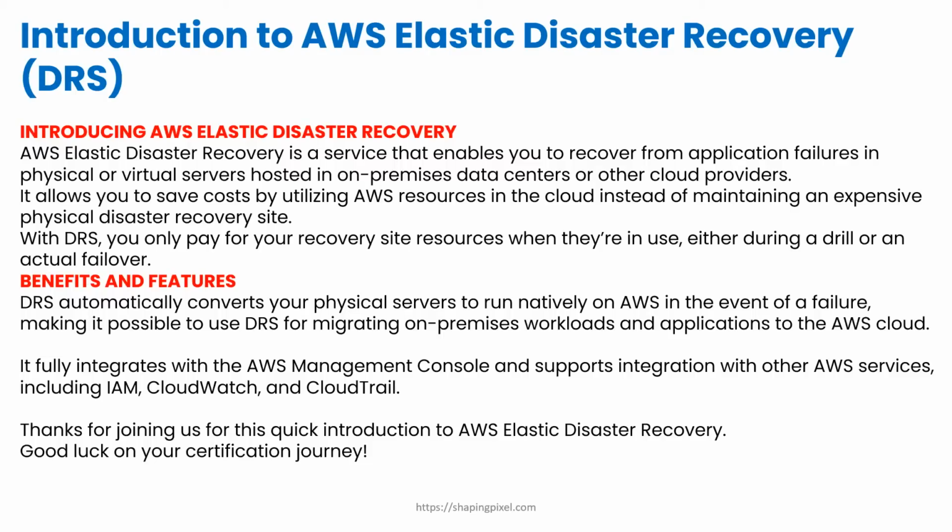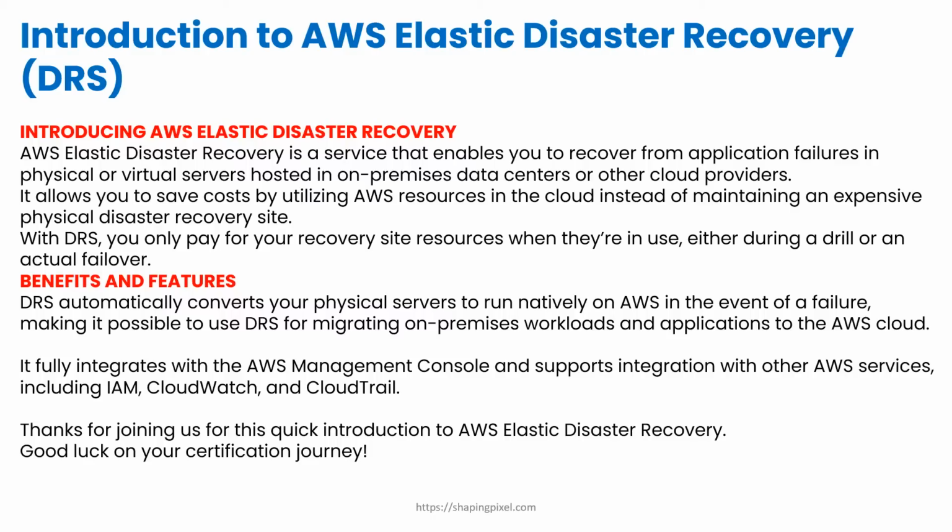So let's dive into an introduction to AWS Elastic Disaster Recovery (DRS). AWS Elastic Disaster Recovery is a service that enables you to recover from application failures in physical or virtual servers hosted in on-premises data centers or other cloud providers. It allows you to save cost by utilizing AWS resources in the cloud instead of maintaining an expensive physical disaster recovery site. With DRS, you only pay for your recovery site resources when they are in use, either during a drill or an actual failover.